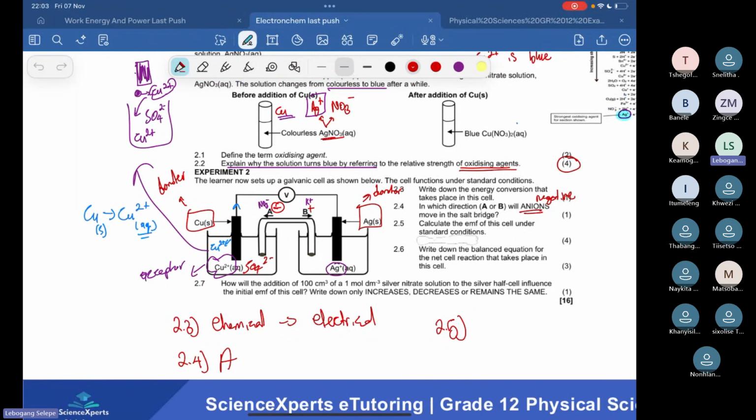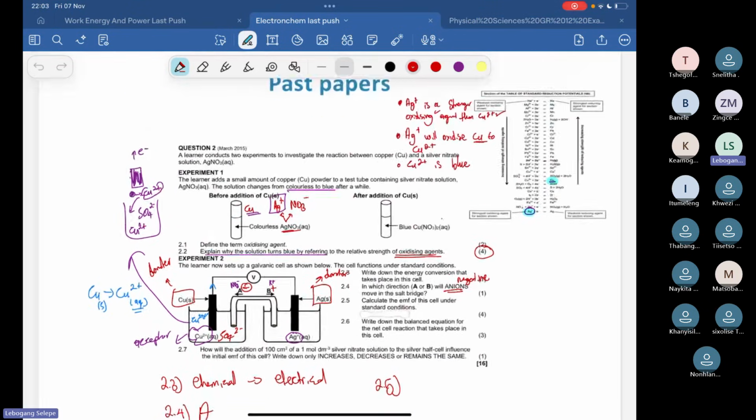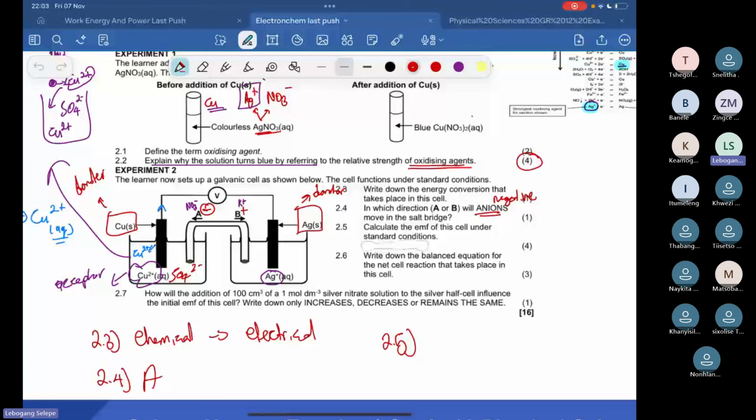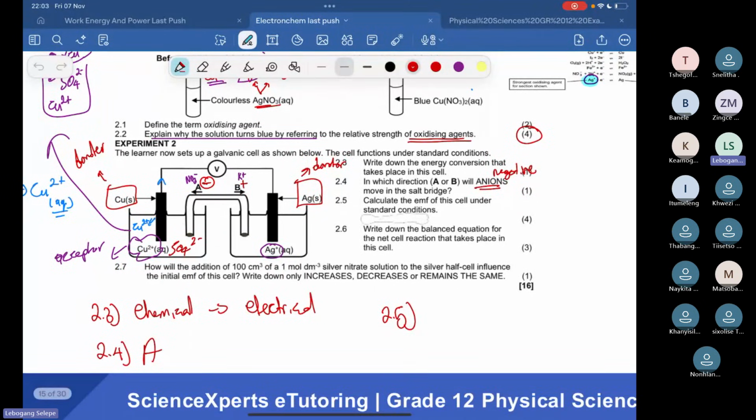So write down the balanced equation for the net cell reaction that takes place. So how is your net cell reaction, guys? 2.6.